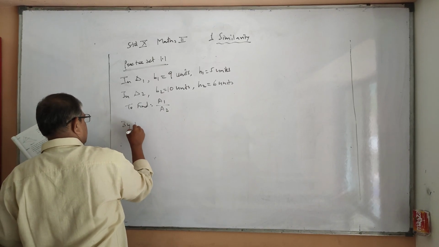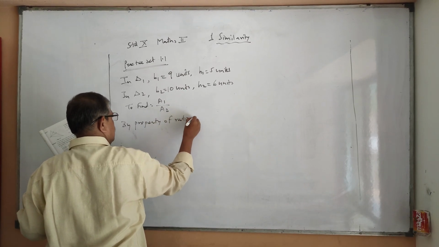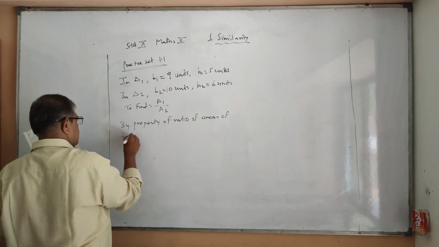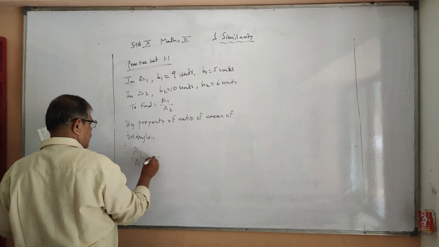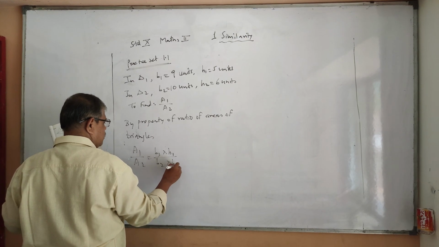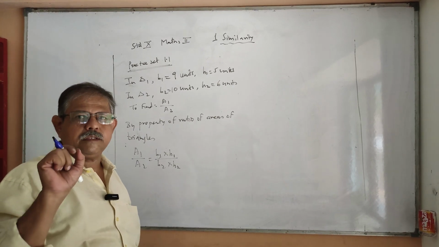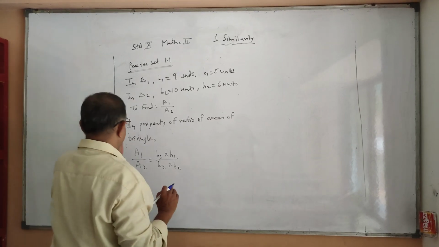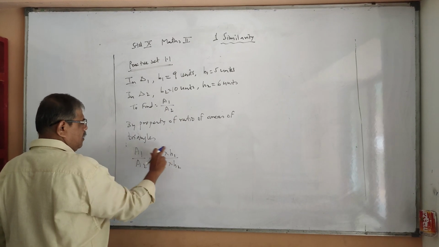Now, by the property of ratio of areas of triangles, A1 upon A2 is equal to B1 into H1 upon B2 into H2. If you write this much, then also you will get half mark. It is very simple, because step by step marks are given, it is easy to score the marks. You only have to apply the correct property.